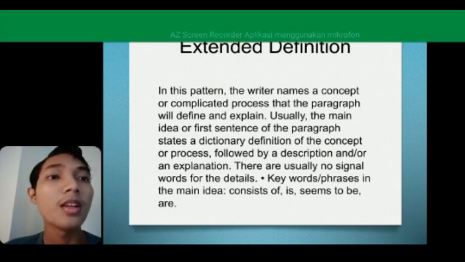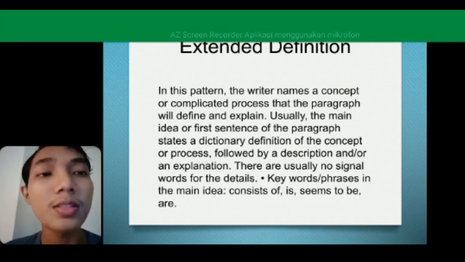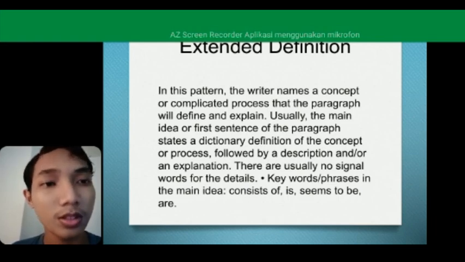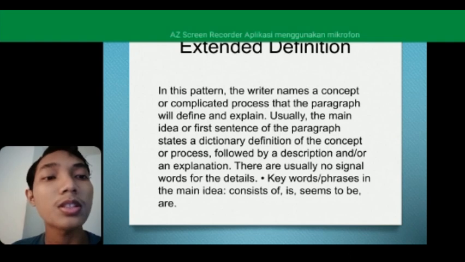So I will explain the second material, extended definition. In this pattern, the writer names a concept or complicated process that the paragraph will define and explain. Usually, the main idea or first sentence of the paragraph states a dictionary definition of the concept or process, followed by a description and or an explanation. There are usually no signal words for the details. Keywords or phrases in the main idea consist of is, seems to be, and are.